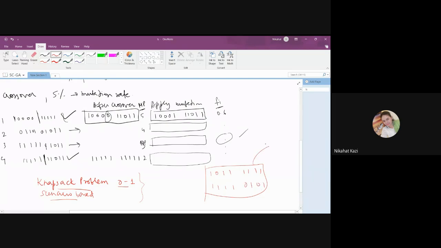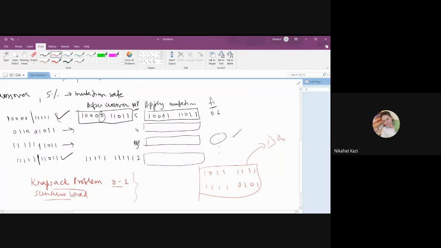And then you are asked, if I do 1 point crossover, what is the result? Using 5 as a crossover point, using 4 as a cross point. If I do 2 point crossover by using these two cross points, 3 and 5, so I'll write the cross points 1 2 3 4 5 6 7 8.